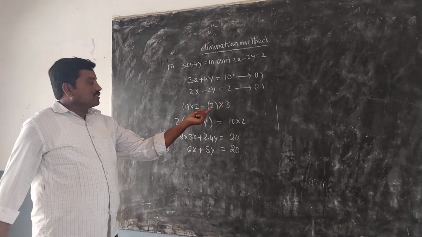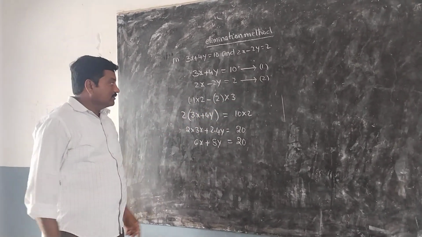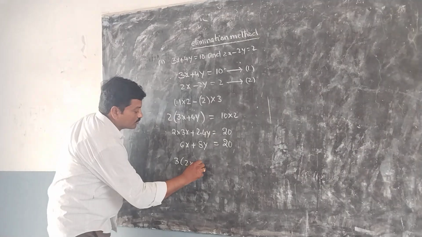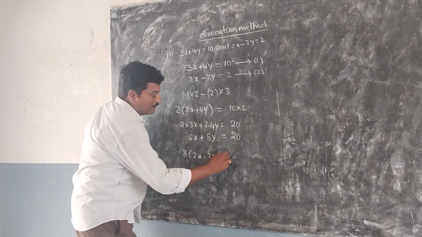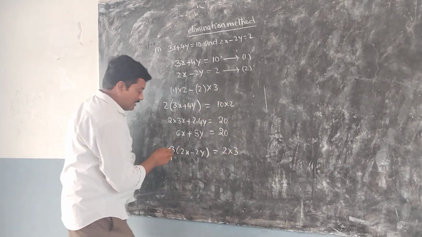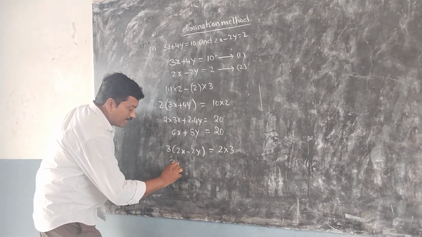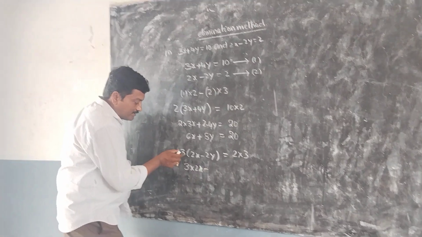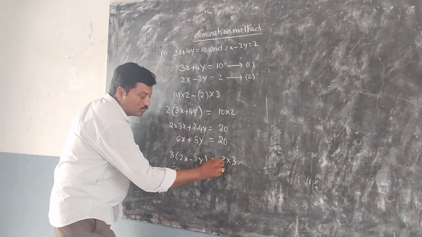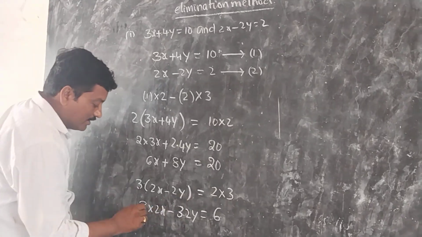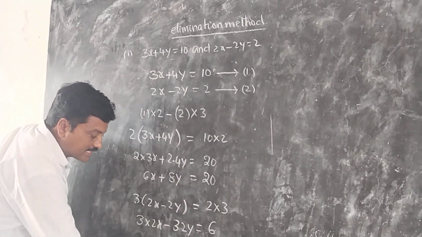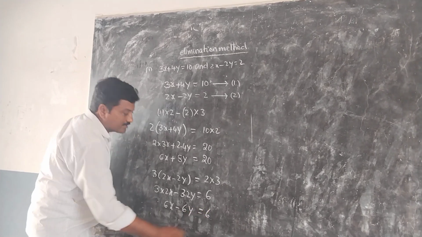Also the second equation is multiplied by 3. 3 into 2x minus 2y, right hand side 2 into 3. So 3 into 2x minus 3 into 2y equal to 2 3s are 6. 3 2s are 6x, 3 2s are 6y equal to 6.